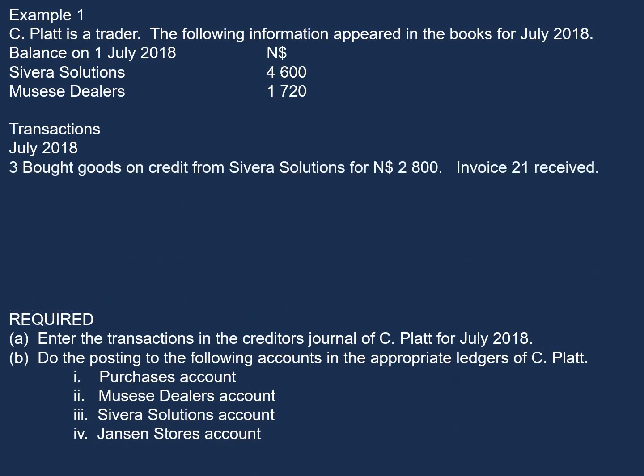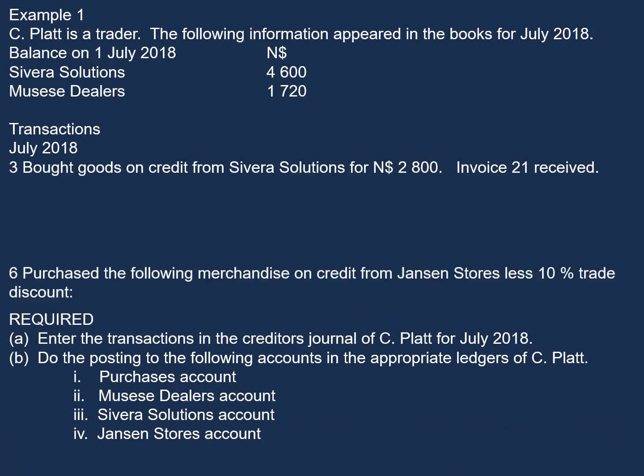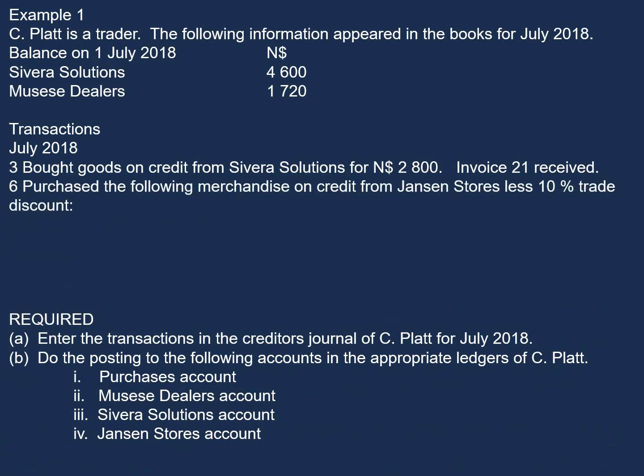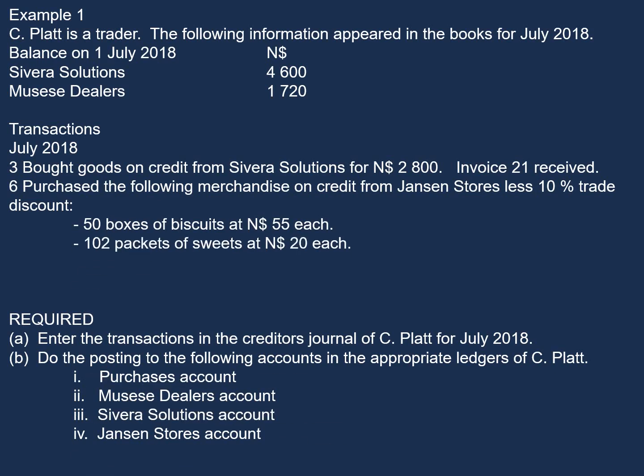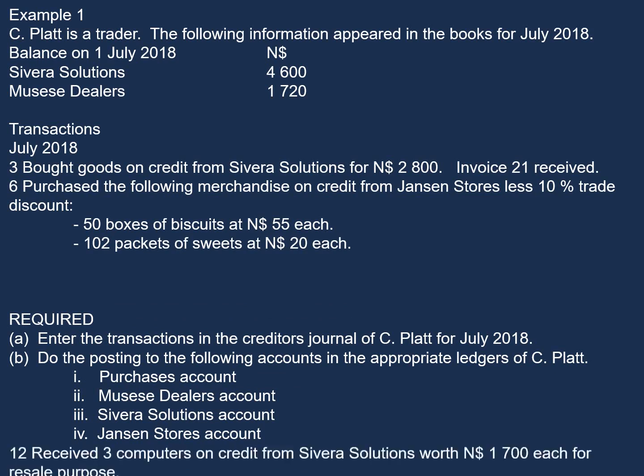Now our transactions are as follows. 3 July, bought goods on credit from Severa Solutions, 2,800, invoice 21 received. On 6 July, purchased the following merchandise on credit from Janssen Stores, less 10% trade discount. That's 50 boxes of biscuits at $55 each and 102 packets of sweets at $20 each.